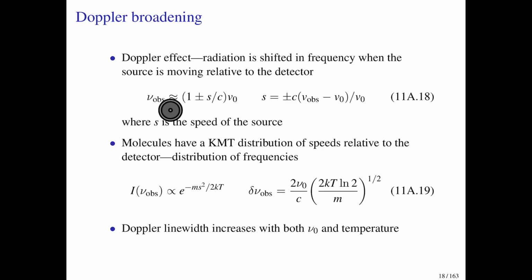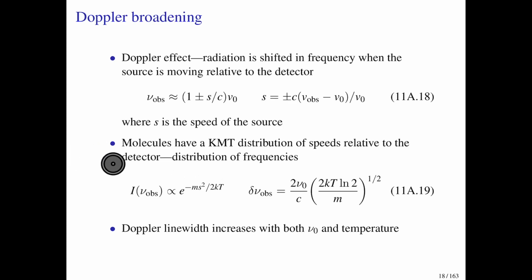So here is the expression for the observed frequency. S is the speed of the molecule relative to the detector. C is the speed of light. And then nu naught here, that's the actual frequency of the source. What we're doing is solving this equation for the speed. So just rearranging it, solving for S. And then what we're going to do for a gaseous sample is take advantage of the fact that we know what the distribution of speeds is for a gaseous sample. So we're going to make use of the kinetic molecular theory that we learned about in Chem 450.